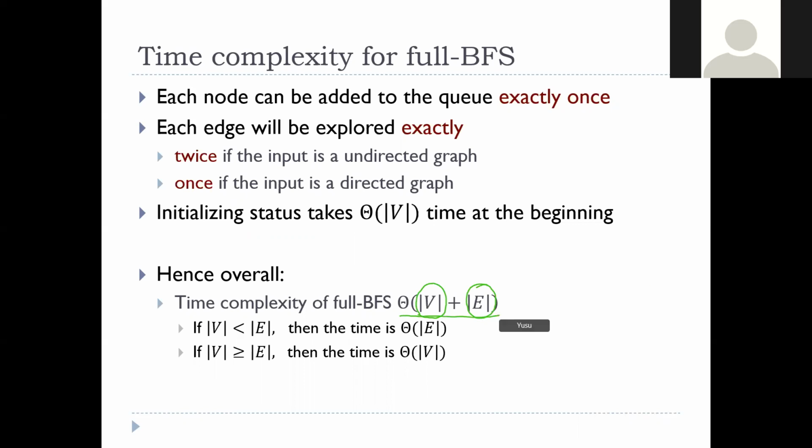All we know is that E is at most V squared. The number of edges is at most the number of nodes squared, but E can be very small. It can be 0, can be linear, and so on. If V is smaller than E, then the number of edges will dominate and the time becomes order of E. If V is bigger than E, then it becomes order of V. But since we don't know which is bigger, we have to write both.